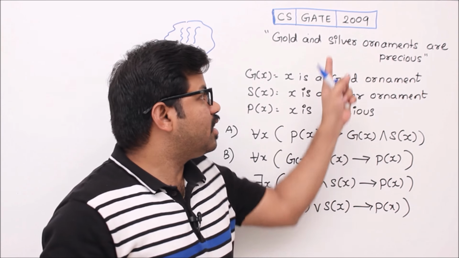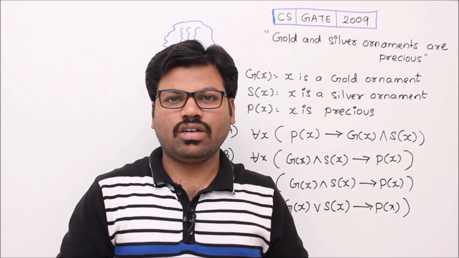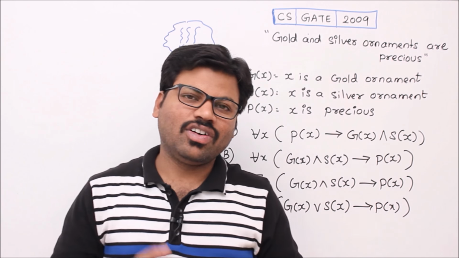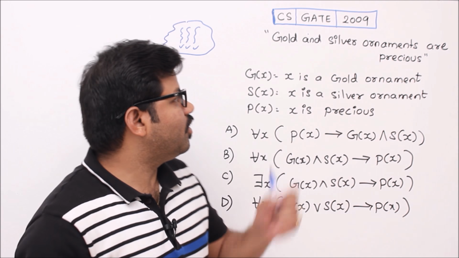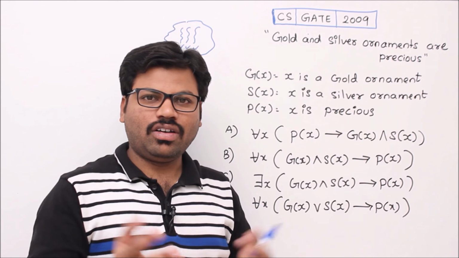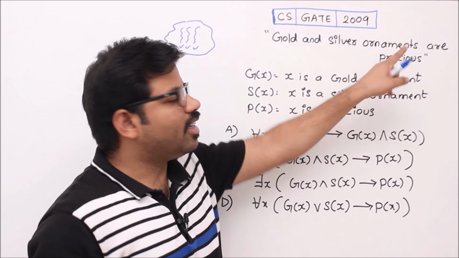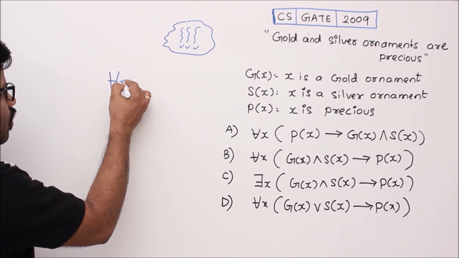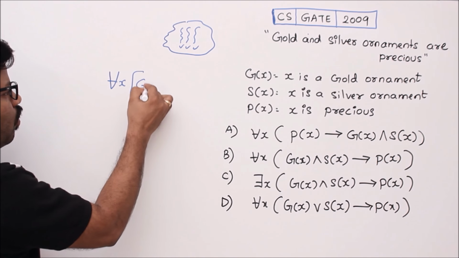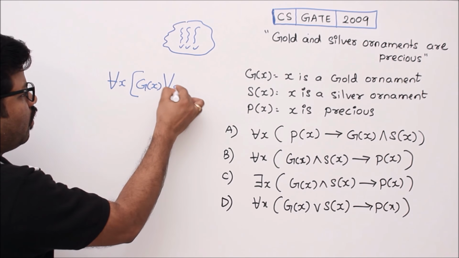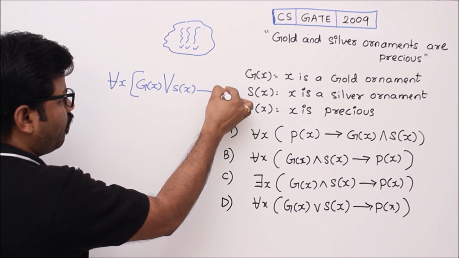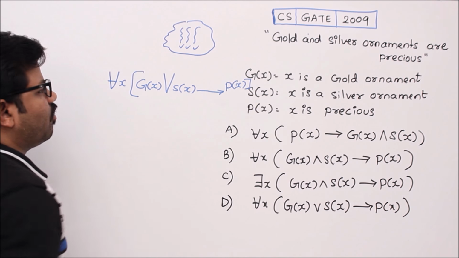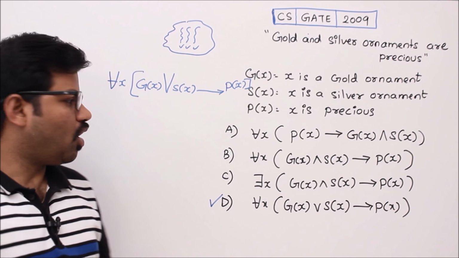So here, this statement claims that if the ornament is gold or silver, though it is written as "and", still the meaning is, logic wise, "or", isn't it? So if the ornament is gold or the ornament is silver, still it is precious. That's why for every ornament, if it is a gold ornament or a silver ornament, whatever it is, it has some property. What is that property? Being precious. So finally the answer will become option D, not option B.